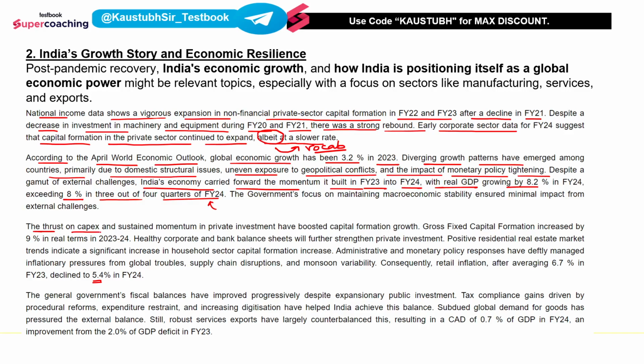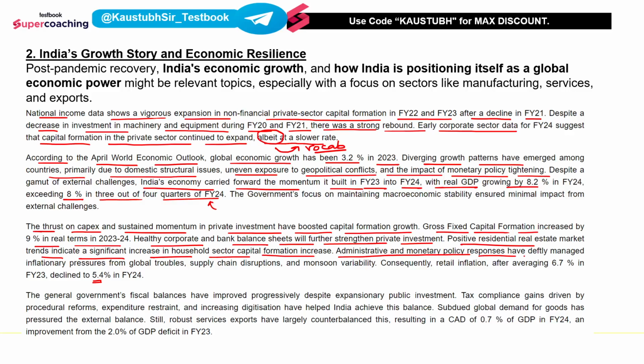The thrust on capex and sustained momentum in private investment have boosted capital formation growth. Gross fixed capital formation increased by 9% in real terms. Healthy corporate and bank balance sheets will further strengthen private investment. Positive residential real estate market trends indicate a significant increase in household sector. So again, we have a point to add in our essay, that we can talk about how real estate market is functioning. Okay, capital formation increase हुआ है.